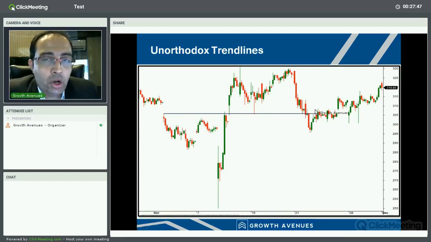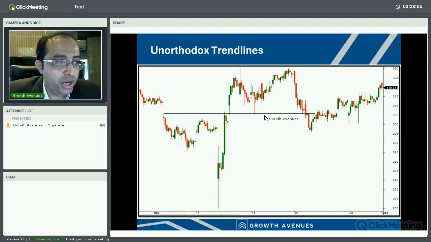It is said to be unorthodox because it is not your conventional joining of highs or joining of lows. It is based on the pivots which are formed. That's why you should be aware of the concept of pivot, so that you will be able to decide what kind of trend line you should be drawing. You can see here that this trend line was broken and then again regained very quickly, and from here the prices took off.